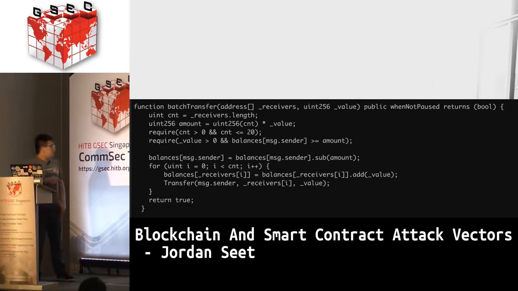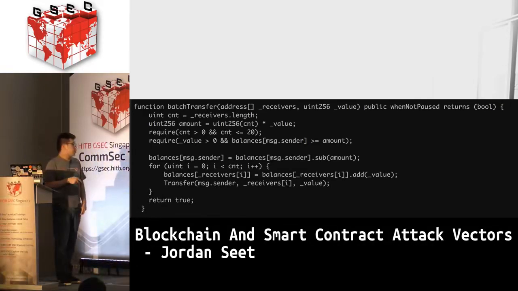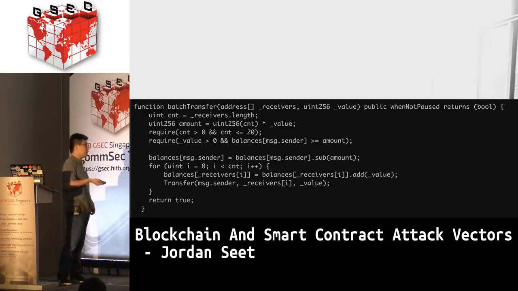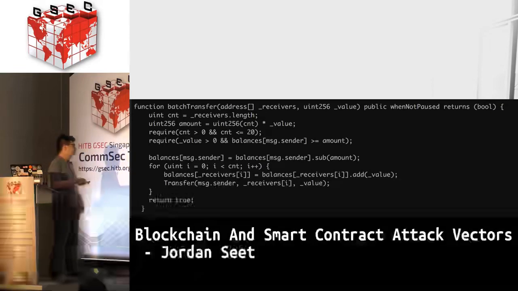So we initialize count, which is the receivers.length, so how many receivers there are. We have the amount, which is the number of receivers multiplied by the value that we want to send. We require the count to be more than 0 and less than 20. This is an arbitrary statement to ensure some sort of requirement.